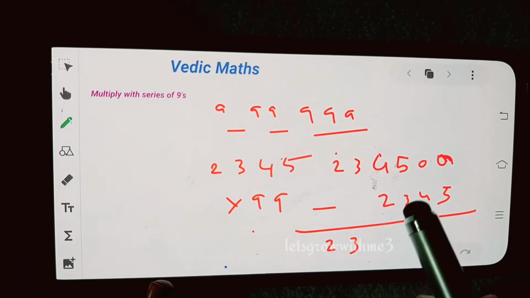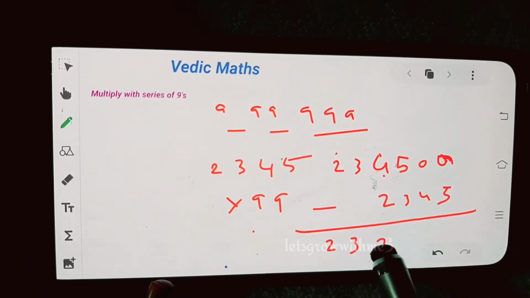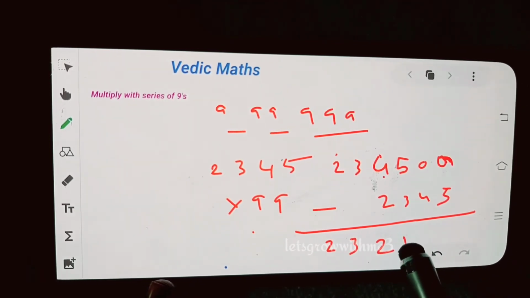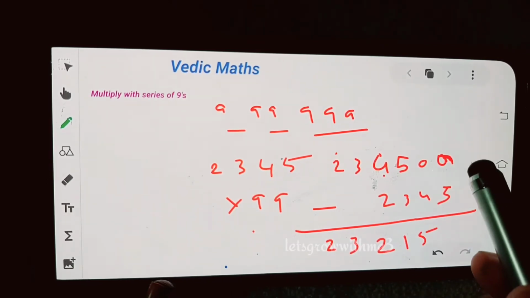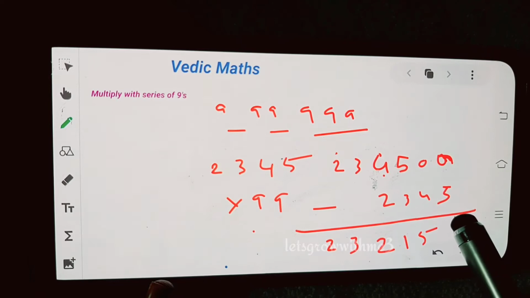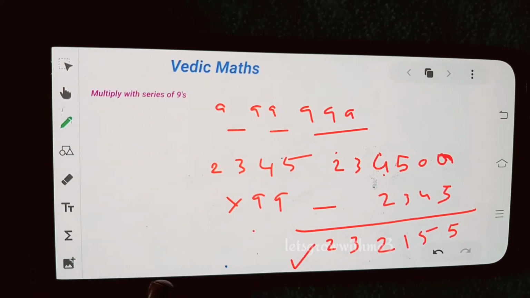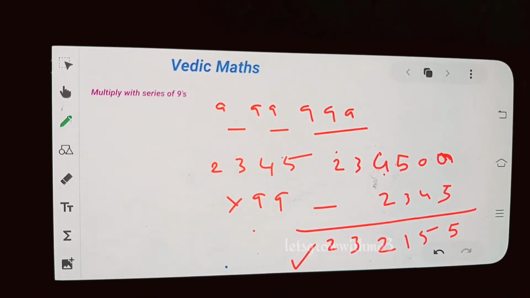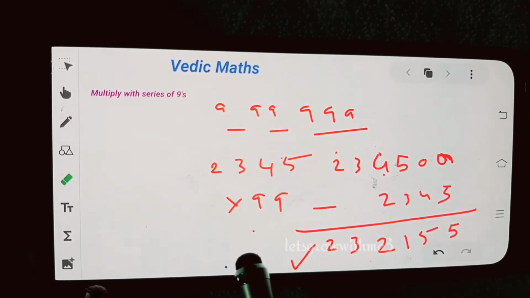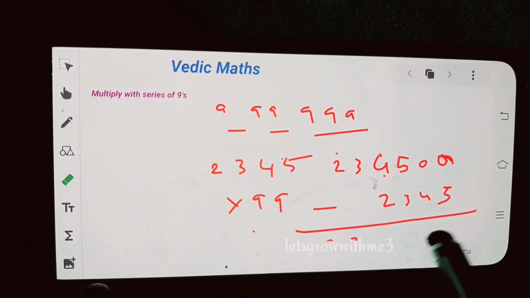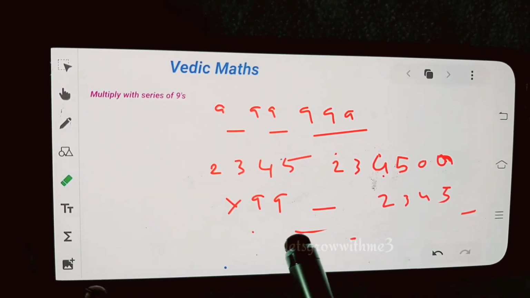Then 5 minus 3 is 2, but we have a borrow combination, that is 1, and then 0 plus 6 is 6, but 5, and then 0 plus 5 is 5. So that's our answer, so simple. Even though the numbers look bigger, we are able to solve very easily and quickly. So let's do our next question.